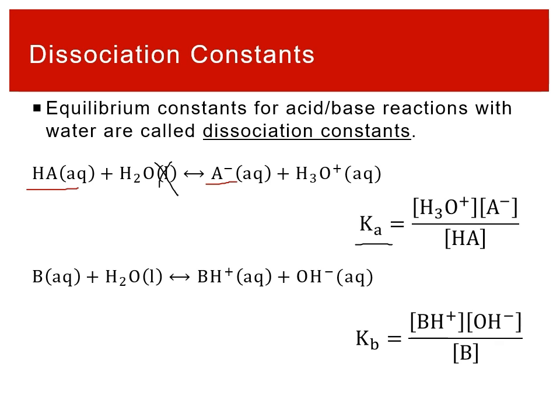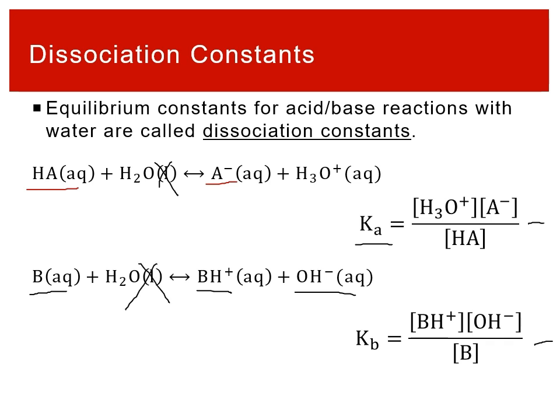So K, capital K, is always an equilibrium constant. And this is a type of Kc, because we can see it as the concentrations at equilibrium, but we use a lowercase a to denote that it is an acid reaction. It's the reaction of an acid with water. We can similarly define Kb for any base. B is just our generic base, where it would be reacting with water to produce hydroxide and the conjugate acid of that base. And again, Kb is always going to have a similar form.